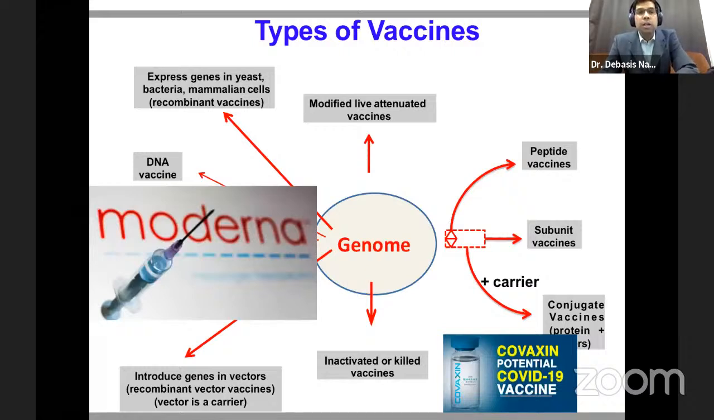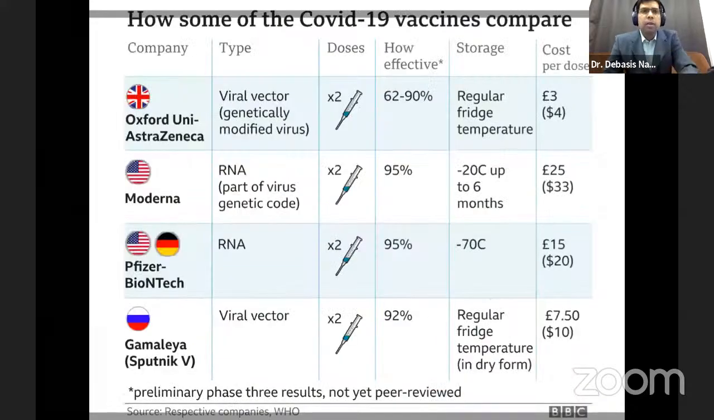Moderna is a company in USA. They use the mRNA to produce the spike protein inside the host, and that protein becomes immunogenic. Similarly, you might have heard about Oxford, which is called the Chadox vaccine.